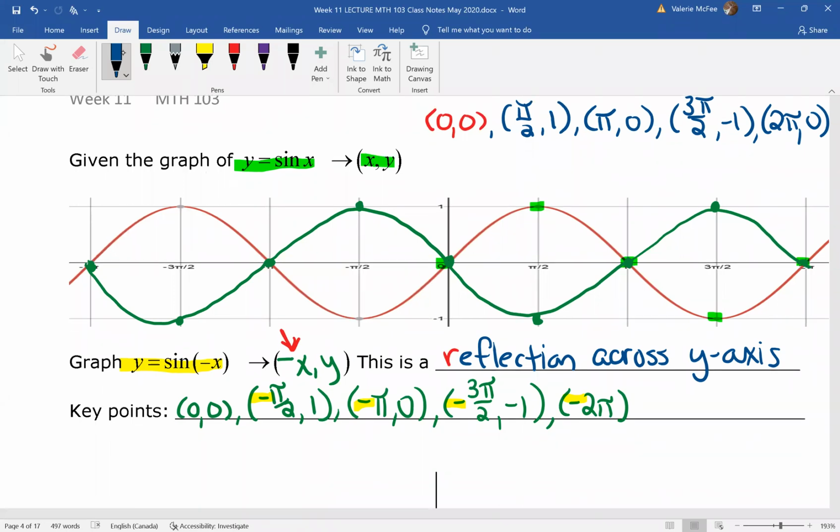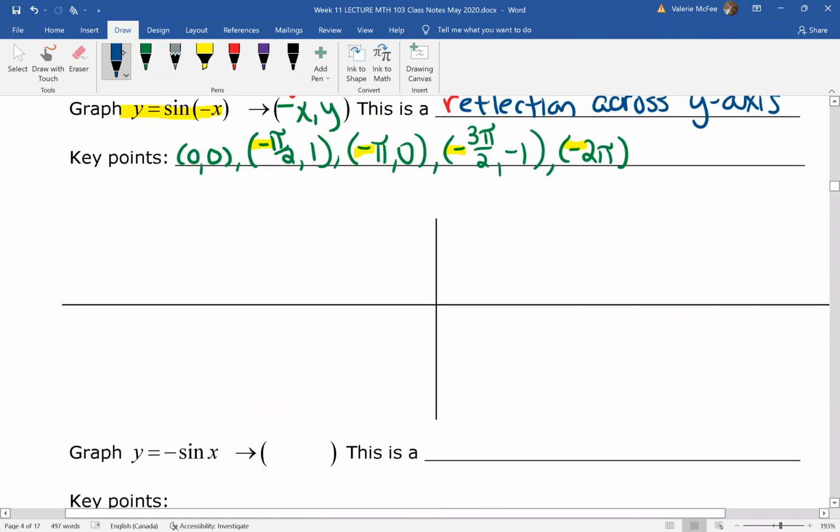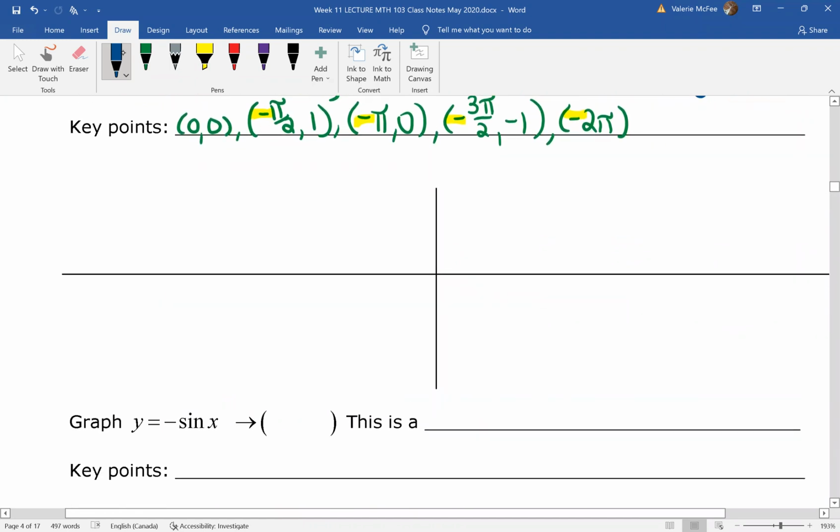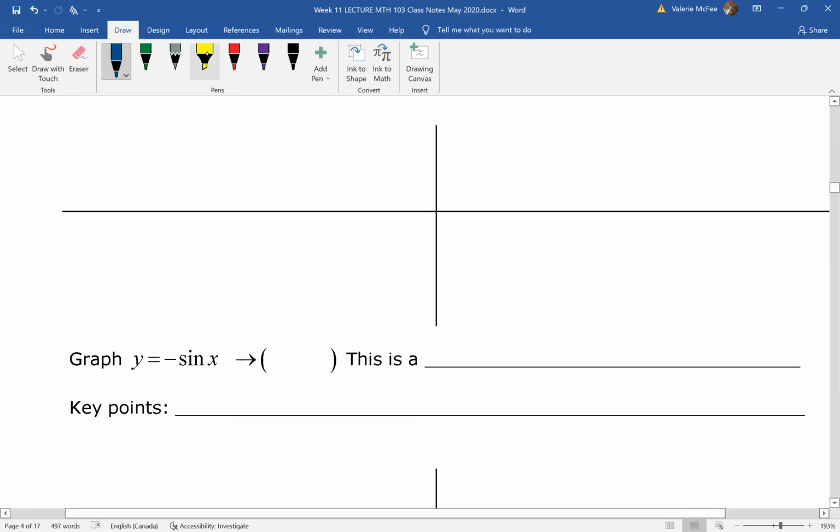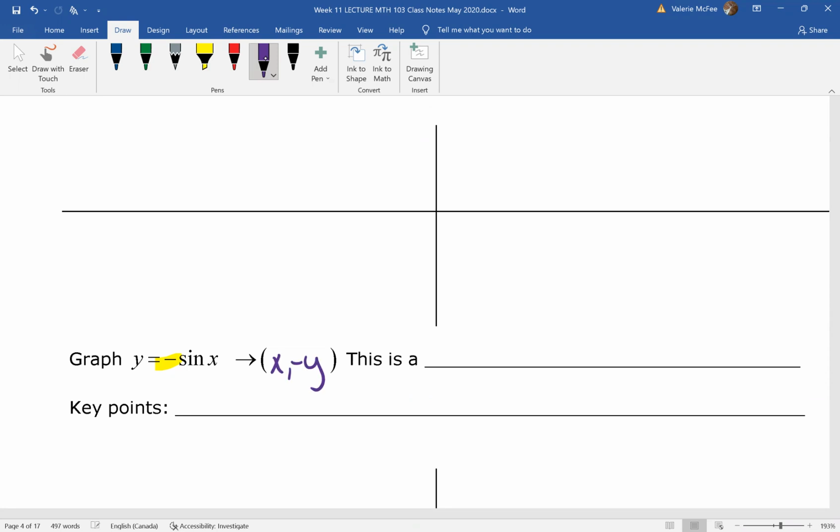Let's do the same thing. Oh, I had a separate space for graphing it. I'm sorry, I graphed it in the same spot. Well, here, let's now graph y equals the negative sine of x. So this time, the negative sign belongs on y. Why don't you find those key points here and then graph this function?